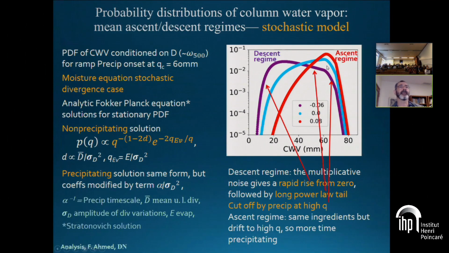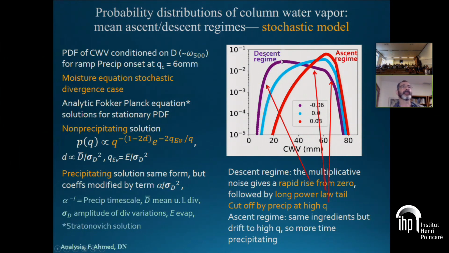So here's what you get. These are actually analytic solutions from a version of that stochastic model you just saw, including the multiplicative noise. You're forming the Fokker-Planck equation for the stationary distribution, solving that analytically. And the elements that you get in the non-precipitating regime include a typical scale with a 1/q that's giving you your rapid rise from low moisture that you see here. And that scale involves the evaporation relative to the amplitude of the noise.